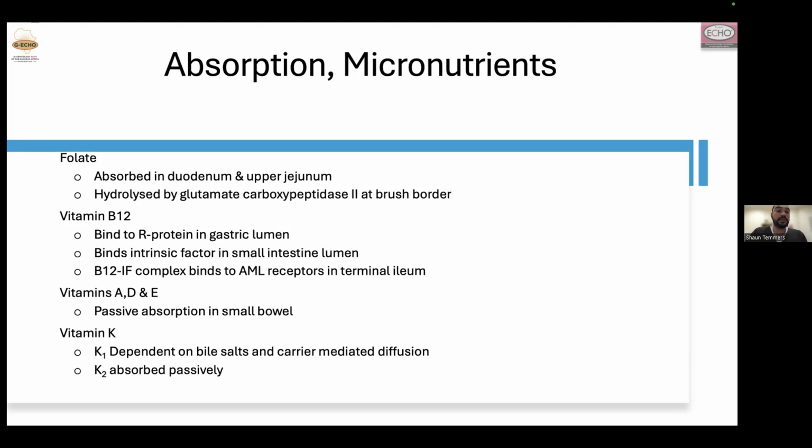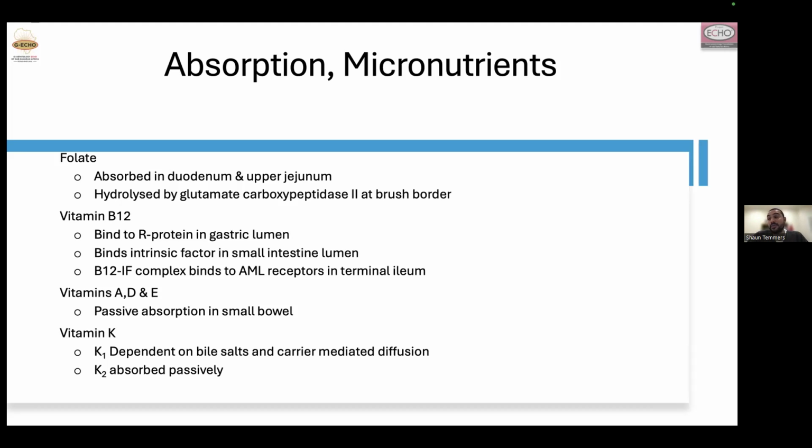Your micronutrients: folate is absorbed with iron in the duodenum and the upper jejunum. Folate is further hydrolyzed by glutamate carboxypeptidase 2 at the brush border. Vitamin B12 has an interesting absorptive process. As it enters the gastric lumen, it binds to an R protein. It also binds to intrinsic factor within the small intestinal lumen.